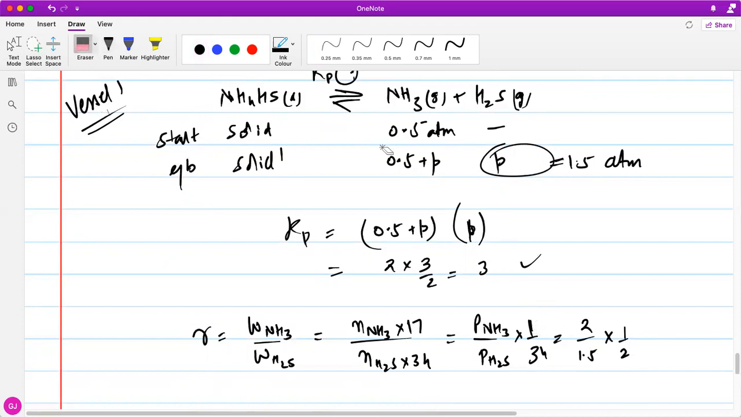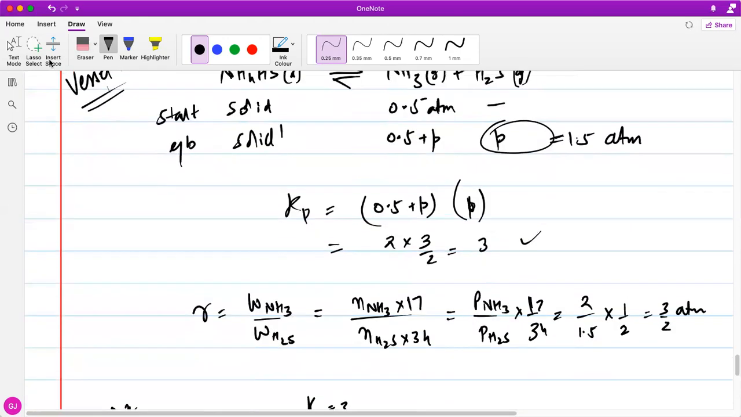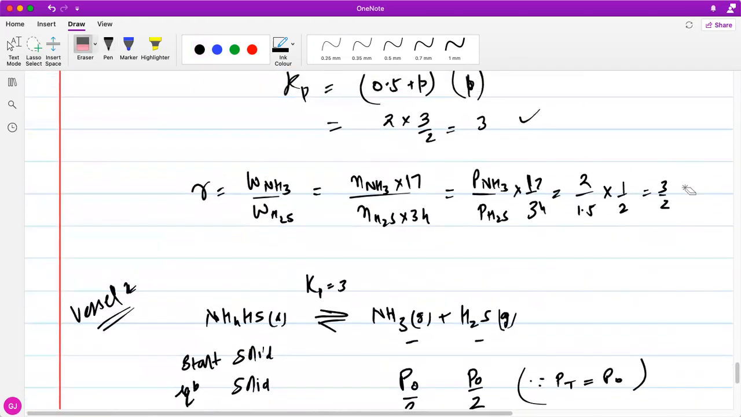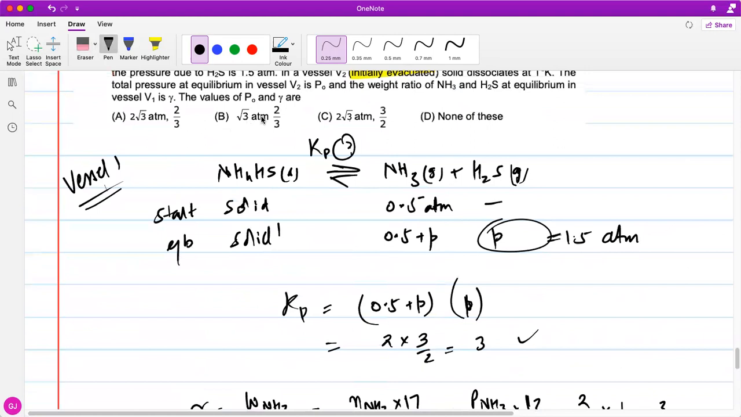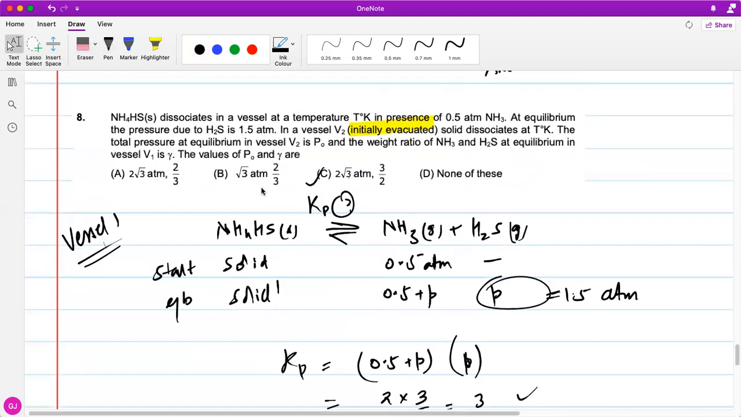Upon solving, you get the answer as 3 by 2. Not atm actually, just 3 by 2. It's a ratio only. So you get the value of P naught as 2 root 3 and gamma as 3 by 2.